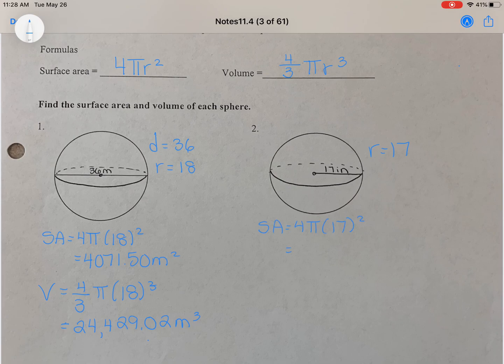All right, number 2, the radius is given to us. Makes life easy. So surface area equals 4 pi. The numbers are going to be similar because this is only one off from number 1. So we get about 31.68 inches squared for the first guy. And then for volume, 4/3 pi 17 to the third. And that gets us, again, 20,000.